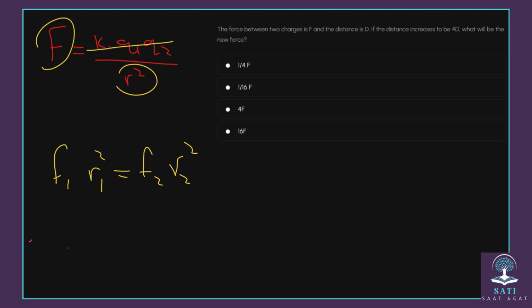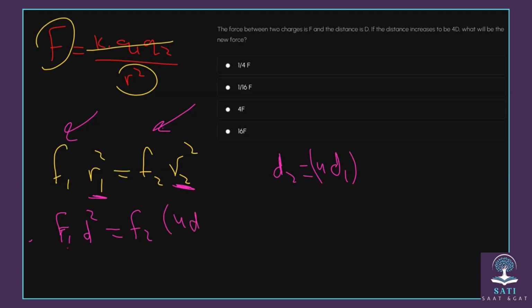Here now, the question is, F1 is given, that is F, and they are asking about F2. The first distance, R, was D. So that means F1 times D squared equals F2 times the second distance. And we know that the second distance, D2, equals 4 times distance 1. So here we're going to make it 4 D1 squared.